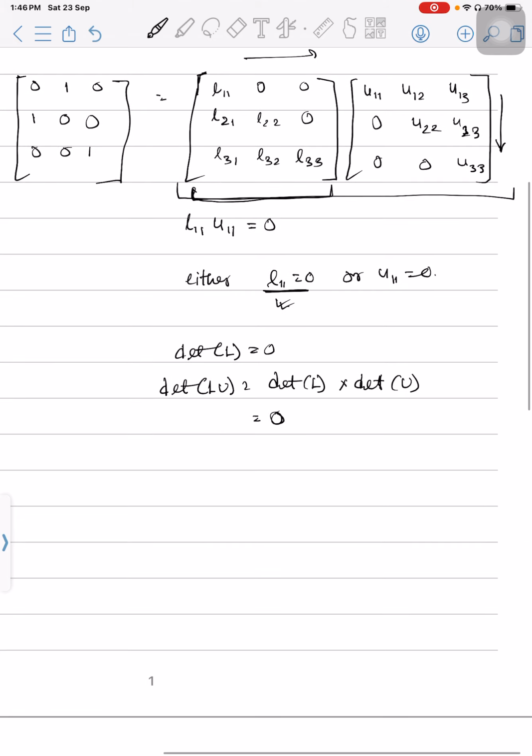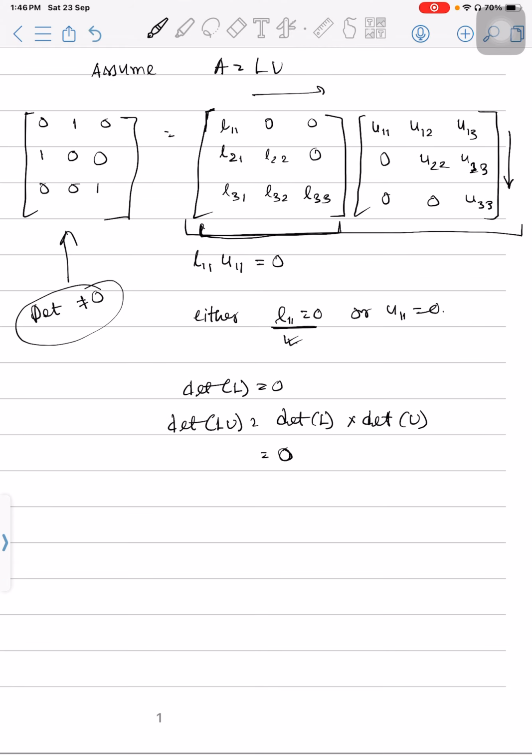Now let's look at the left hand side matrix. What is the determinant of the left hand side matrix? You can see that this matrix has determinant either 1 or minus 1, basically not equal to 0. So that's the contradiction. This example says that we cannot decompose this matrix A in LU form. So we got our first answer, that we cannot decompose all matrices in LU form.